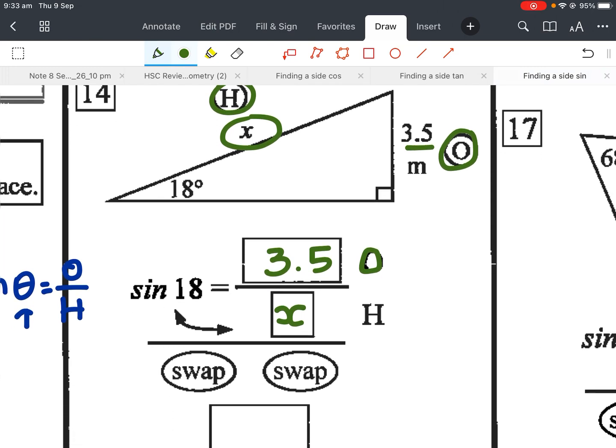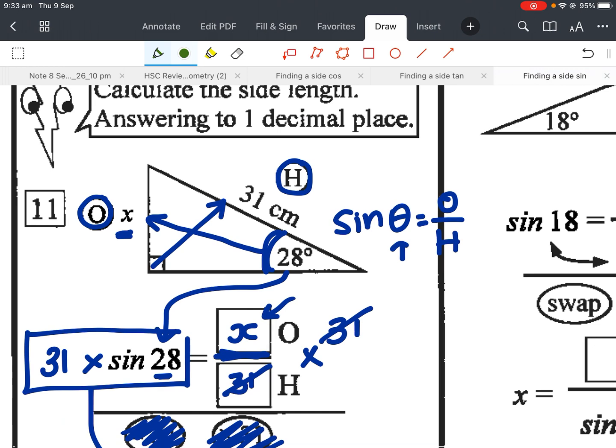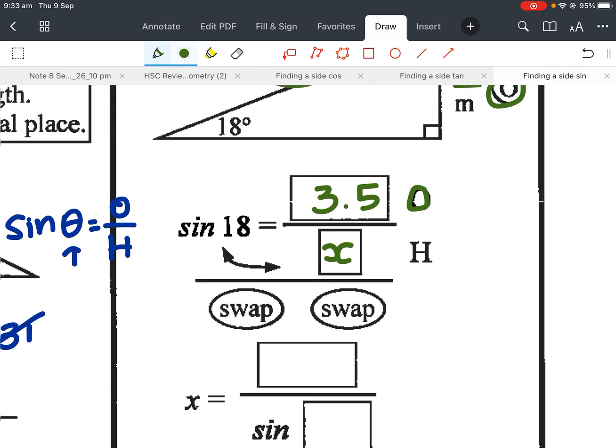Okay, so this time you've got your letter on the bottom. So over here, remember the letter was on the top. So this one now the letter's on the bottom, so it's a bit different. Easiest way to do this, and I'll show you the long way, the shortcut, is to swap the X and the sine 18. I'll show you the mathematical idea behind it first, and then you can see that the shortcut is a little bit easier.